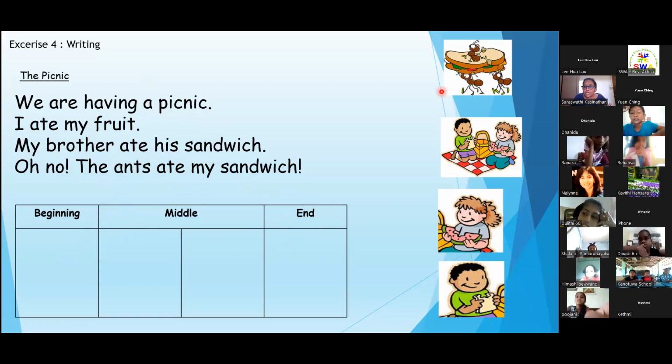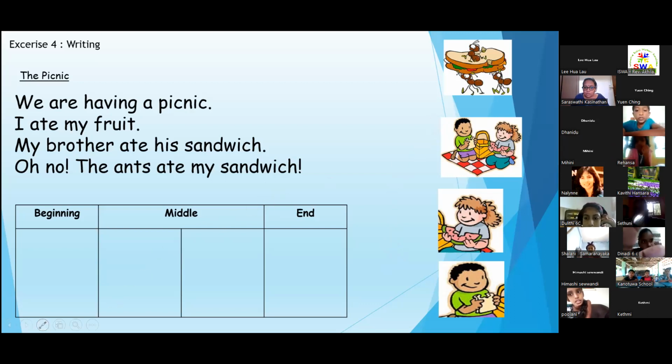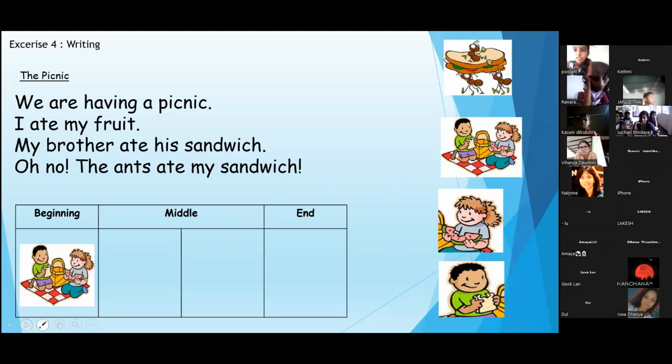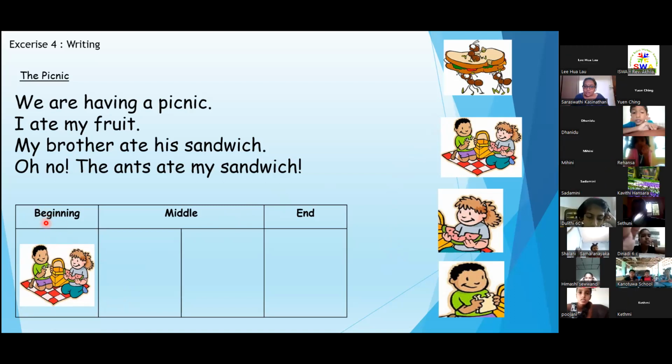which picture, 1, 2, 3, 4, which picture is the beginning of the story? 2? Are you sure? Yeah, you are right. It's 2. Well done. So having a picnic is the beginning of the story.